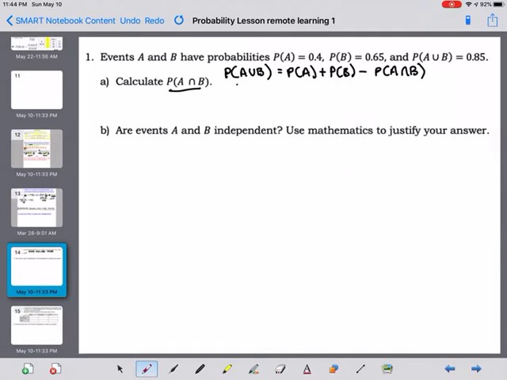Okay. So we're going to plug in. Do we know the probability of A or B? We do. It's 0.85. The probability of A is 0.4. The probability of B is 0.65. We don't know the probability that A and B happened. So now we just simplify. We can combine that. We get 1.05. Bring everything else down.